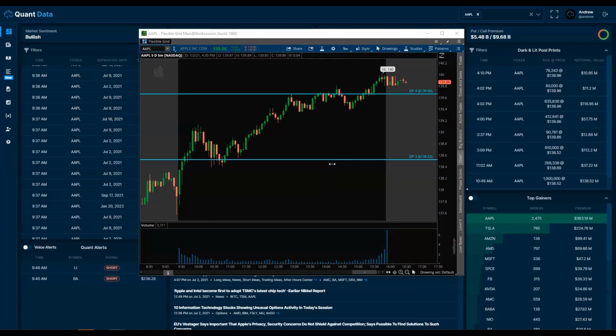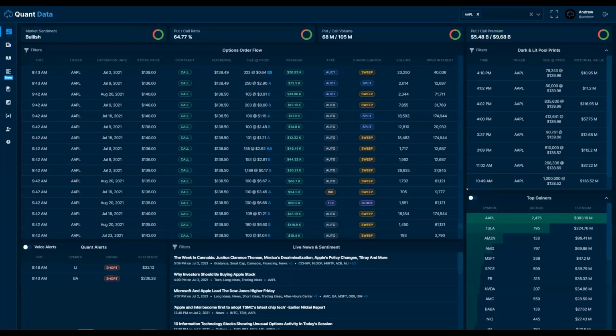So we'll go ahead and transition back to the Quant data platform and understand how to leverage order flow to make a timely entry. We'll take a look at the order flow that helped us make a decision on whether or not we were going to trade Apple. On the order flow around 9:42 a.m., we began to see a bunch of repetitive bullish order flow.